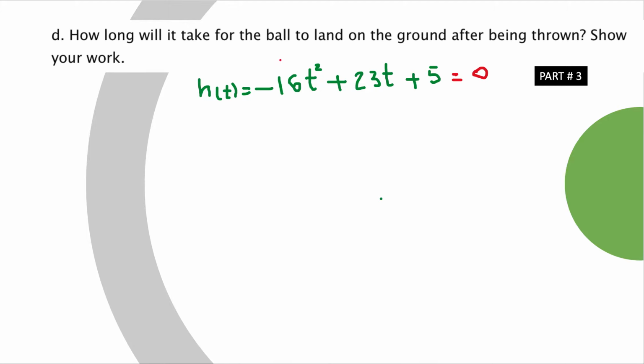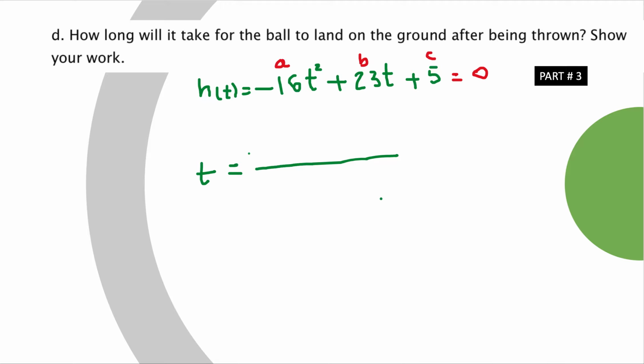If you use the quadratic formula, the first term is a, the second term is b, and the third term is c. So we need that information. And we already know t is equal to, according to the quadratic formula, minus b plus or minus the square root of b squared minus 4ac, divided by 2a. So we're using that formula.